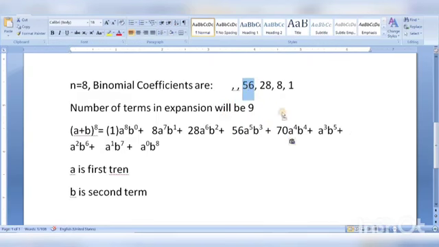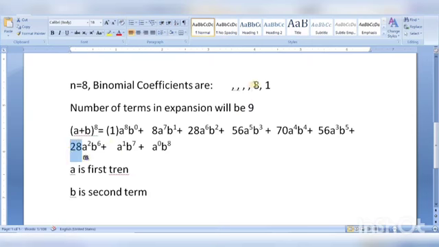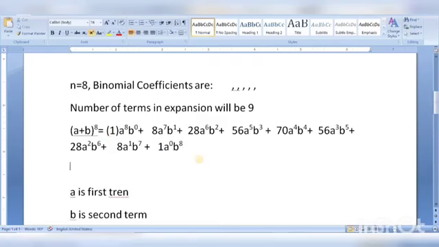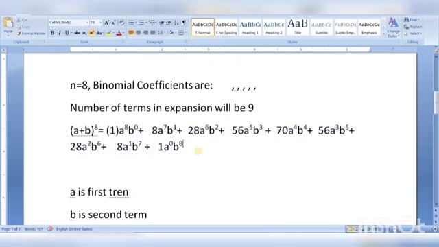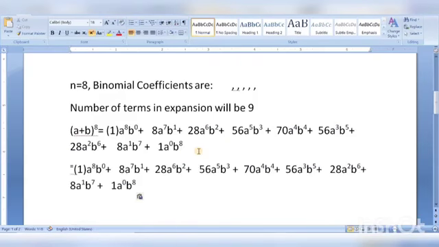Then 56. I am just picking it and putting it in successive terms. So here it is 28, then here it is 8, and here it is 1. So now this is the basic format which we got. Now we will write it as the final expansion of this. Now let us see how we are doing.